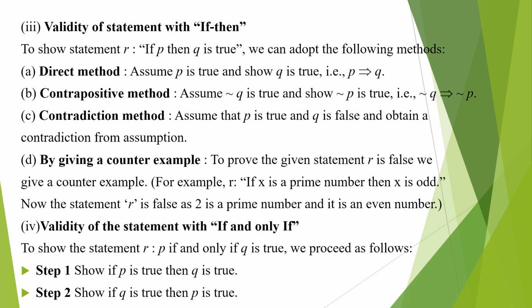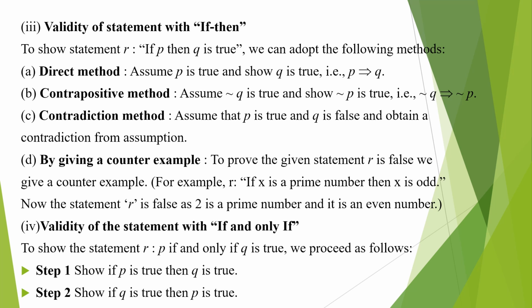Fourth is by giving a counter example. Simple way to give a counter example. To prove that the given statement is false, we just give a counter example. For example, say our statement is if x is a prime number, then x is odd. I want to check the validity of this statement. Then the statement will be false. Why? Because 2 is a prime number and it is also an even number. So the given statement is false.